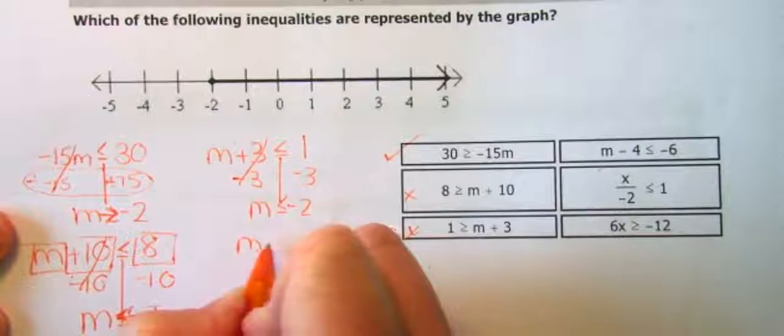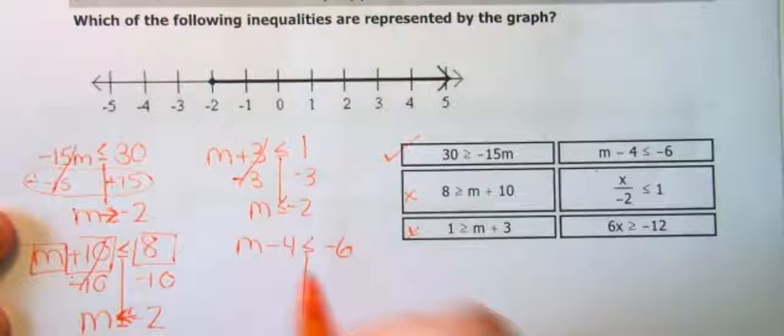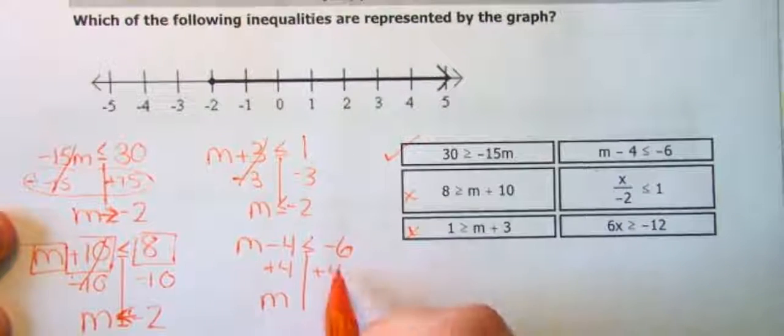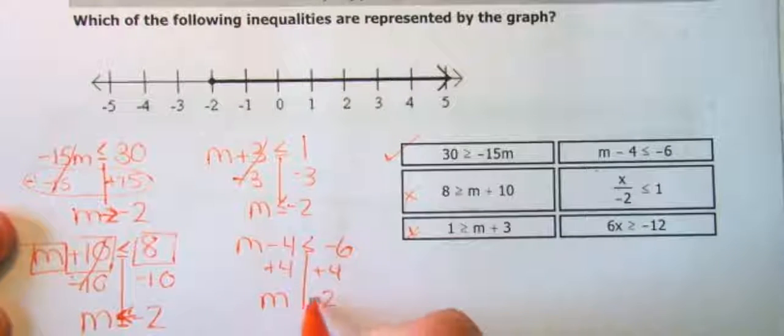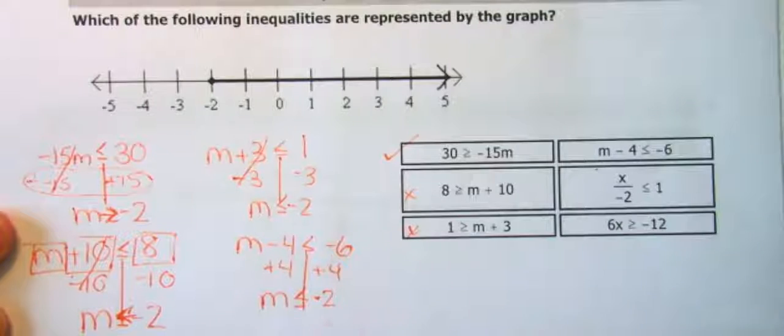Let's try that third one. m minus 4 less than -6. The opposite of -4 would be add 4. -6 plus 4 is -2. These are all being the right number. We'll be careful though, we don't flip when we add or subtract. So that's pointing the wrong direction.